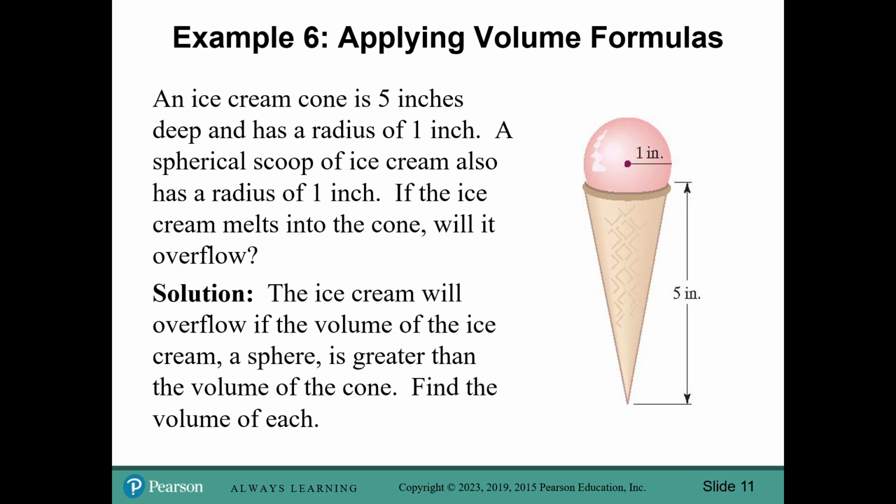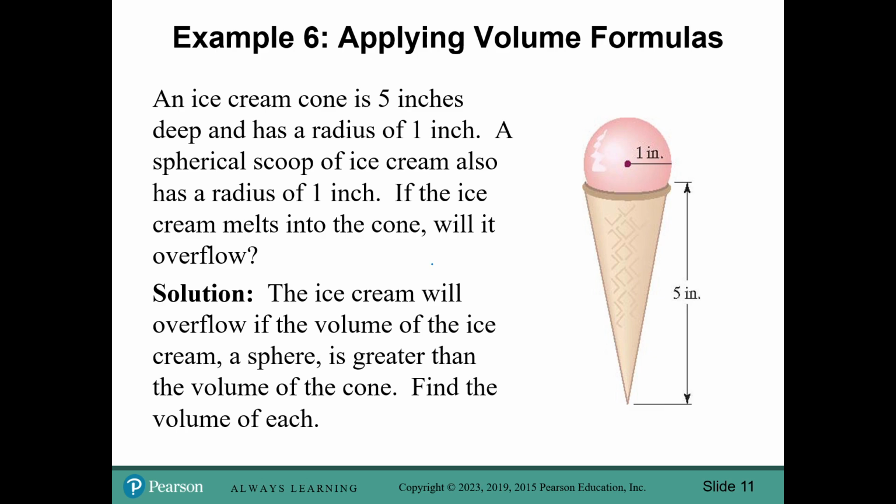All right, so let's look at this. Okay, went straight to the ice cream example. An ice cream cone is 5 inches deep and has a radius of 1 inch, okay? 5 inches deep, radius of 1 inch. A spherical scoop of ice cream also has a radius of 1 inch. Of course it does. If the ice cream melts into the cone, will it overflow? Oh, okay, let's figure this out.